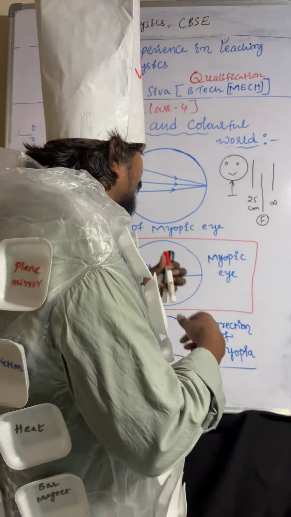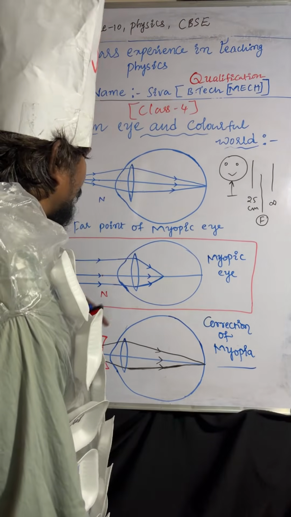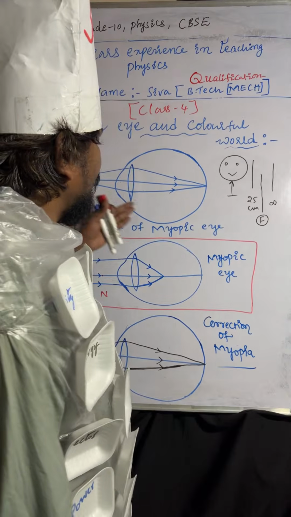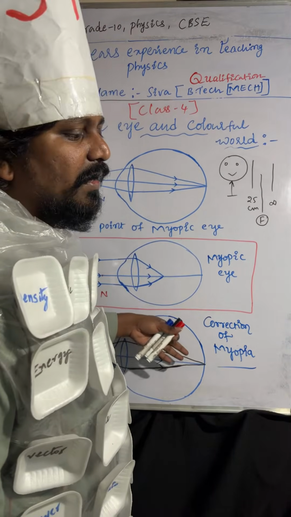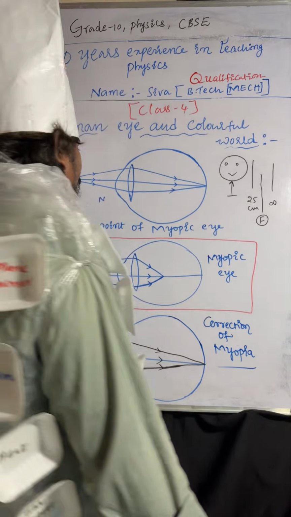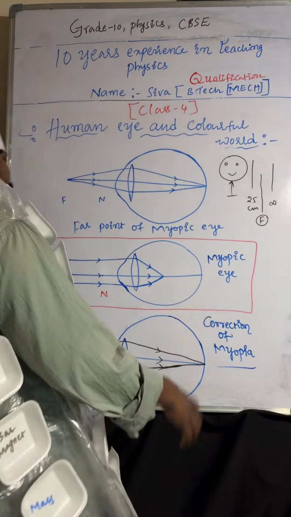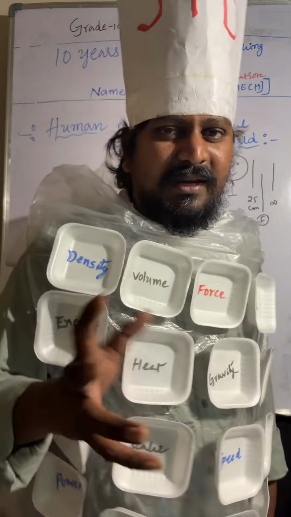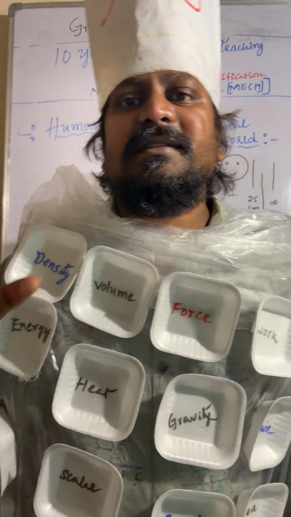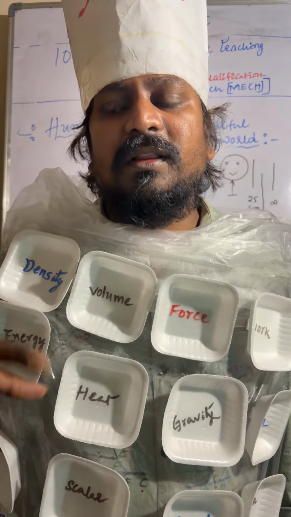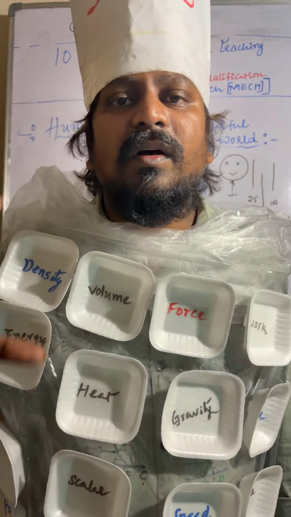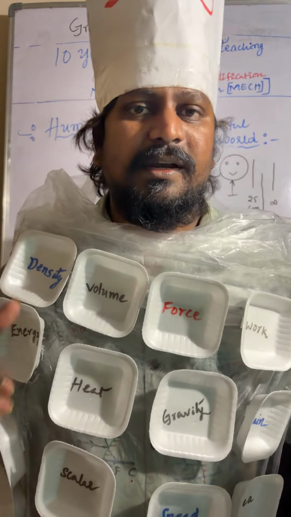Understood or not? I hope it is very clear. So this is about myopia: far point of myopic eye, correction of myopia. Now we'll discuss hypermetropia. First the myopia song, very very important. Just for remembering sake, I am doing all these points. Keep in mind all those points.